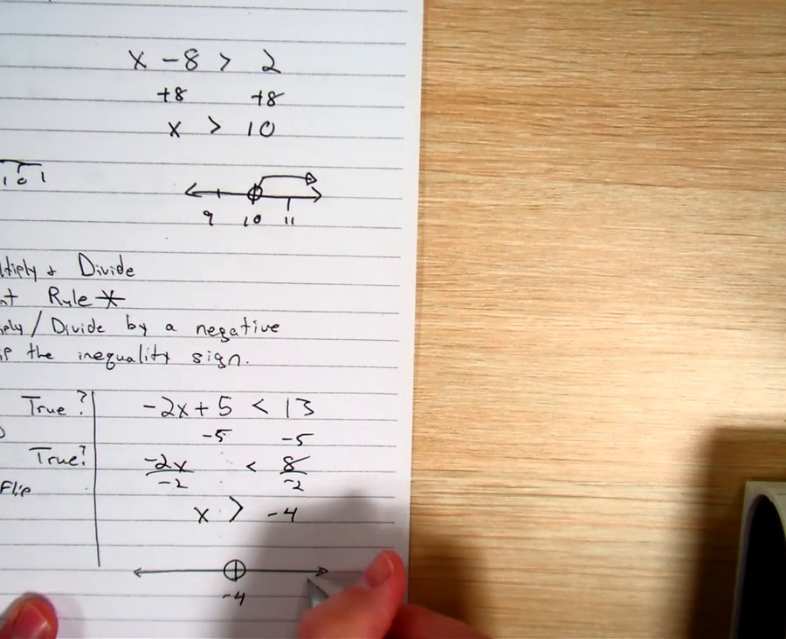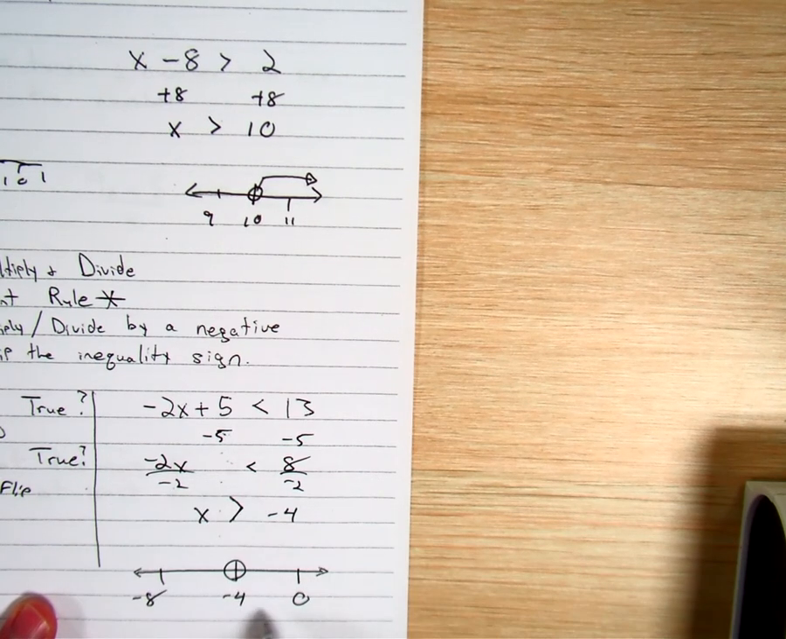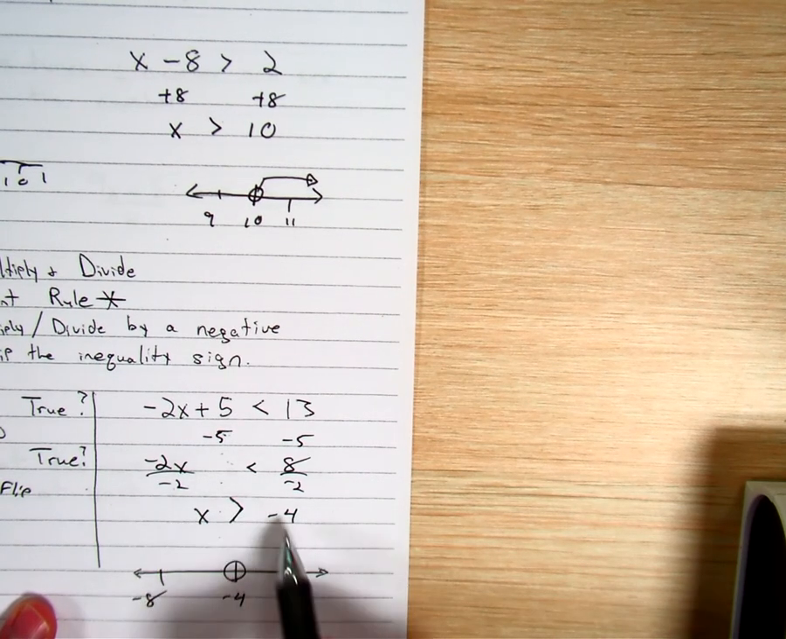Let's see. And you don't have to go 1 over. Maybe you want to go like 0 and negative 8. Make it a little more obvious to yourself. Which one's bigger? This way.